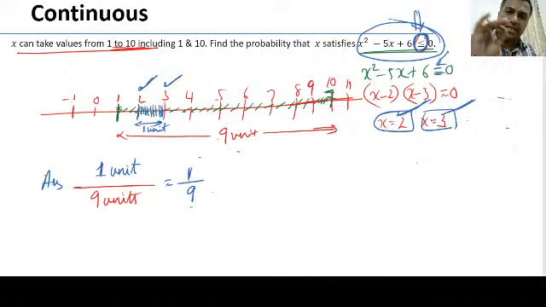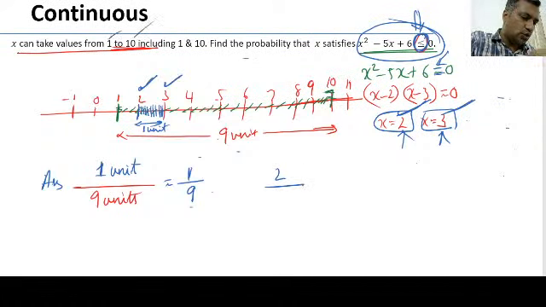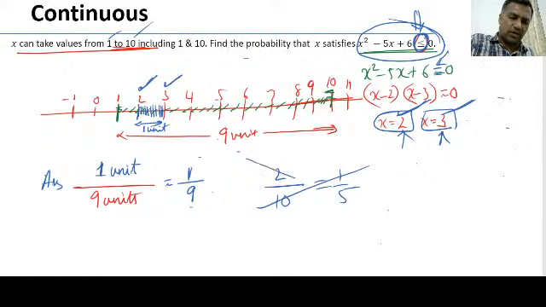See, this is a continuous probability, not a discrete one. If you make it discrete, you will say that 2 and 3, 2 values I got, divided by 1 to 10, 10 values. You will get some answer called 1 by 5. That's wrong. You are making it discrete. X can take anything, rational, irrational, anything on the number line between 1 and 10. But he's asking what is the chance that it will take values lying between 2 and 3. Therefore, 1 unit is in favor out of 9 units.